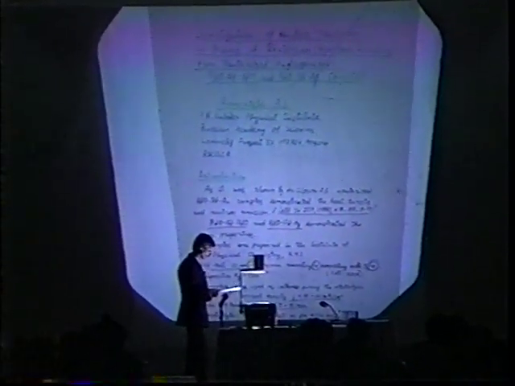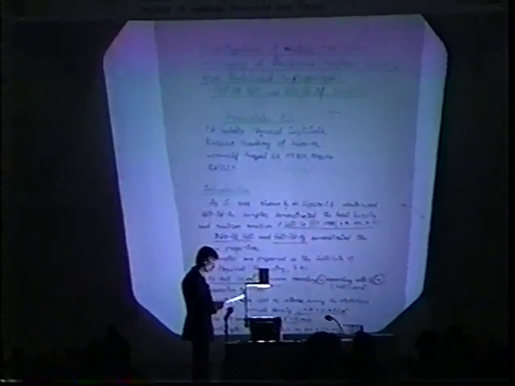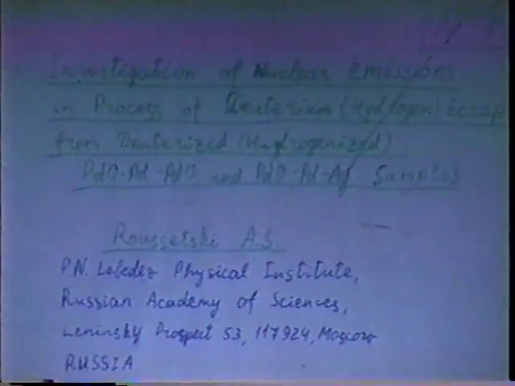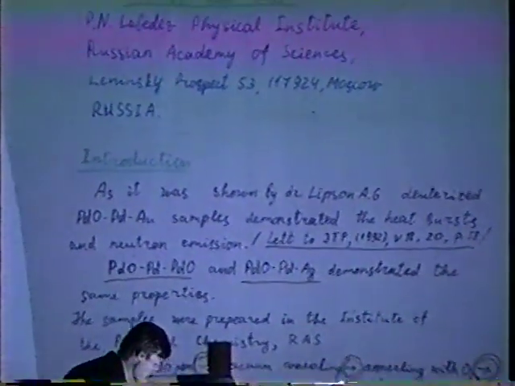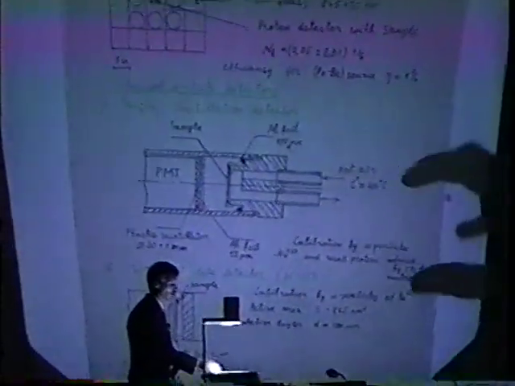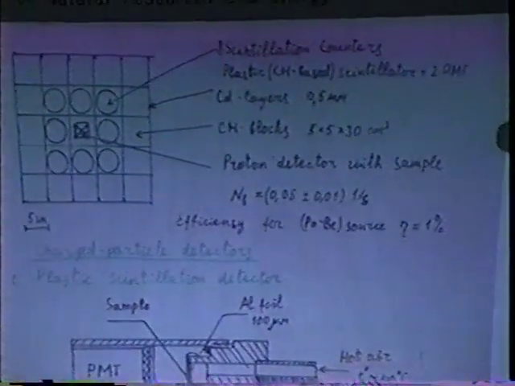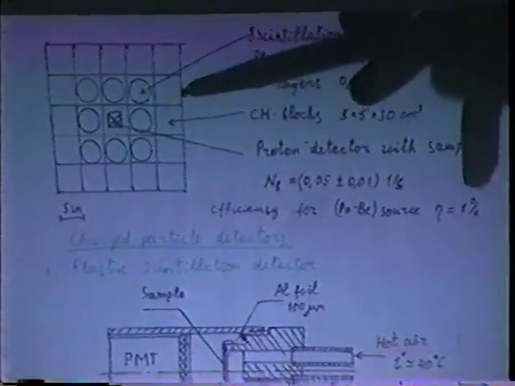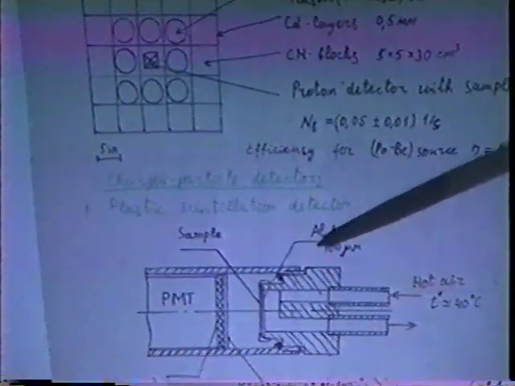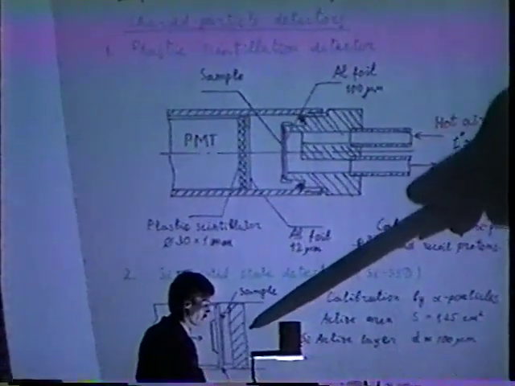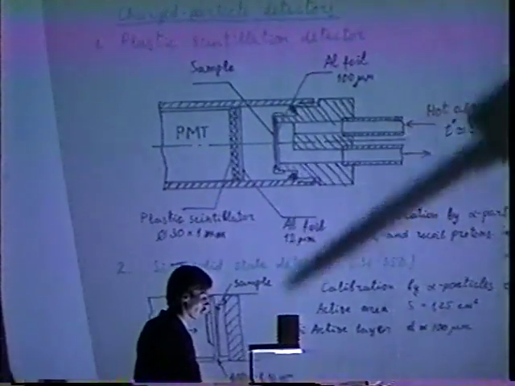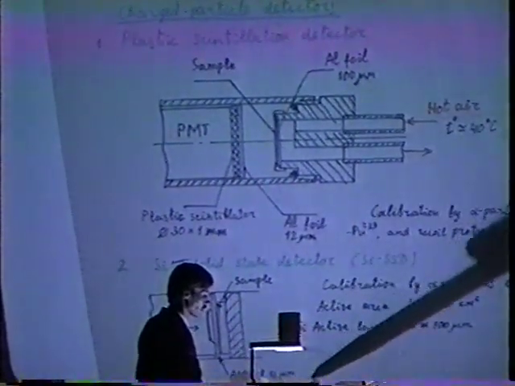This effect was reproduced in many series of experiments performed by Dr. Lipson's group from the Institute of Physical Chemistry, Russian Academy of Sciences. Such samples demonstrate the same properties. We used the following detection methods to observe the neutron emissions: the neutron detector, the plastic scintillation detector, silicon semiconductor detector, and plastic track detector CR-39.